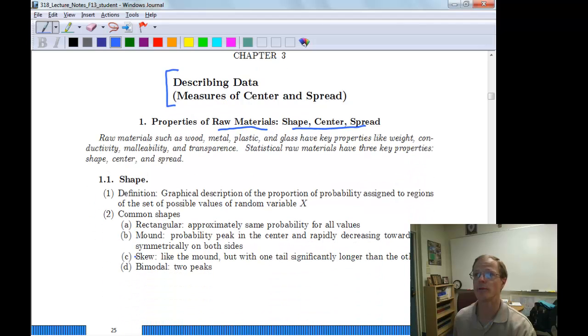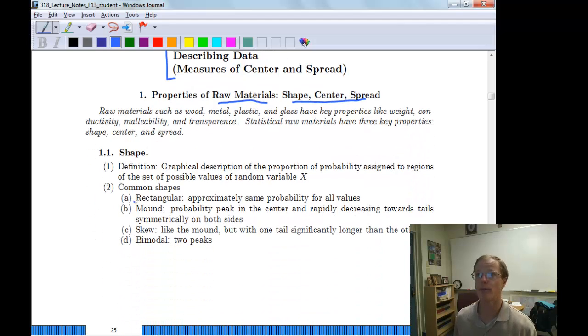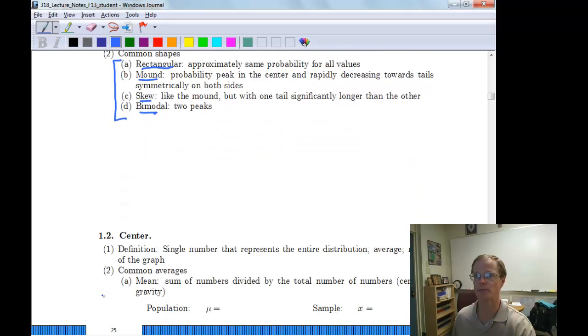Now, let's start off with shape. Okay, so for shape, we've done this last time. We have the 5 common shapes. Now, what they give us is how the data is distributed. If it's rectangular, everybody's got the same chance. If it's mound, most things are in the middle, but there are those rarer events farther out symmetrically. Skew, you've got extremes on one side only. Bimodal, you've got some division within the population.